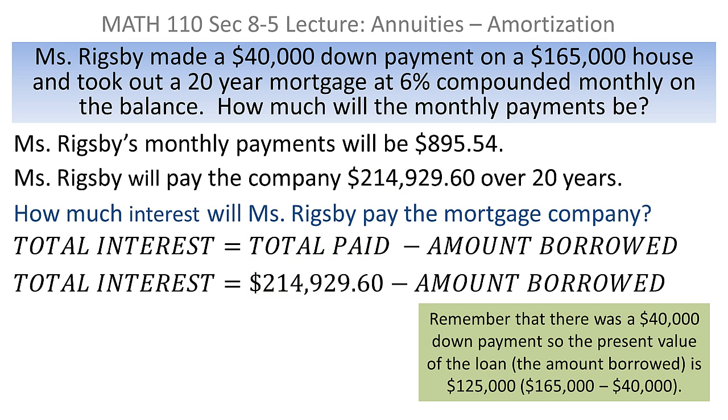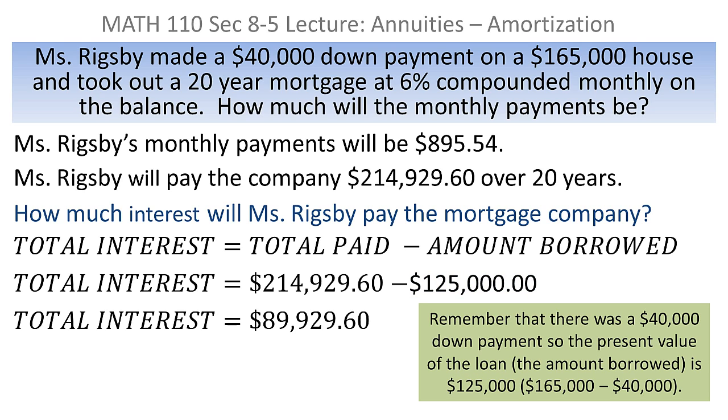We also know how much she borrowed. She paid a $40,000 down payment on a $165,000 house, so she actually borrowed $125,000, so we plug that in. The difference is the total interest. So Ms. Rigsby paid the mortgage company over the course of 20 years almost $90,000: $89,929.60.